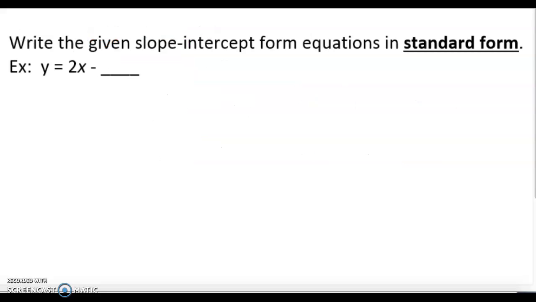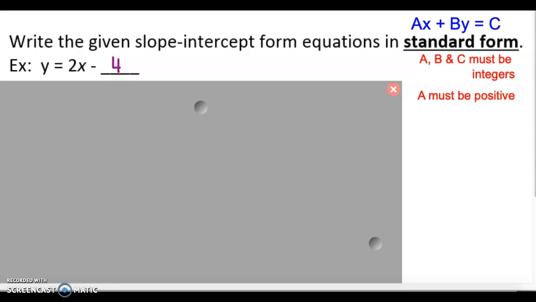We are going to take a look at writing the equations in standard form. We've got that form written up there, ax plus by equals c. And we said a, b, and c must be integers, so counting numbers, no fractions, and a must be positive. So right now it's in slope-intercept form, y equals mx plus b. So we need to get x and y on the same side. So we move positive 2x to the other side by subtracting 2x.